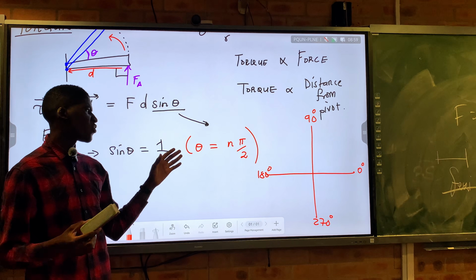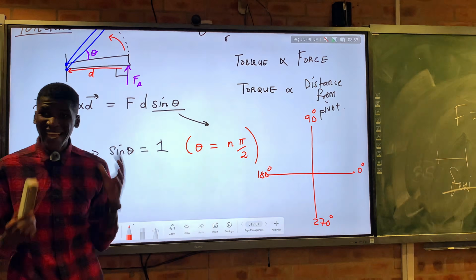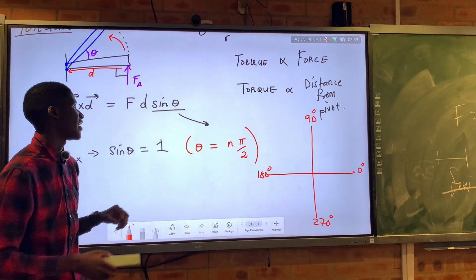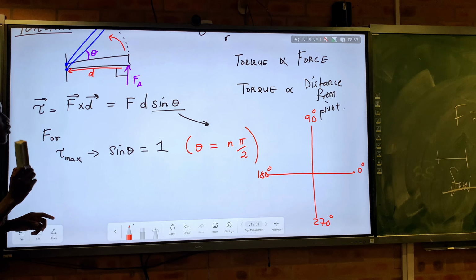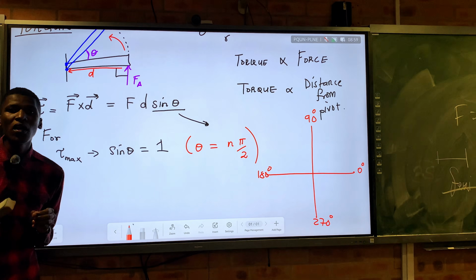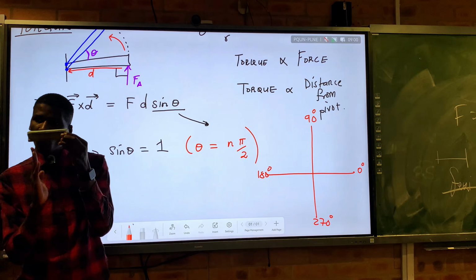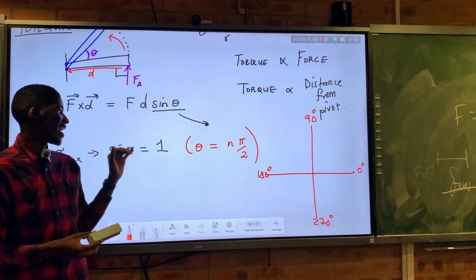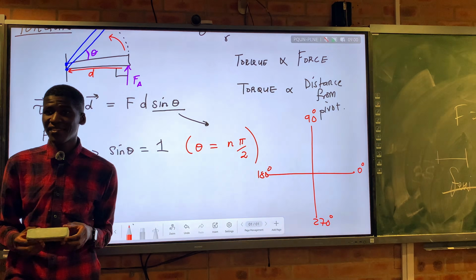But you will just do a case whereby theta is equal to 90 degrees, which is pi over 2 radians, right? Exactly. So basically, for you to get a maximum torque, or for your object to be able to rotate that much, you need the angle to be 90 degrees.